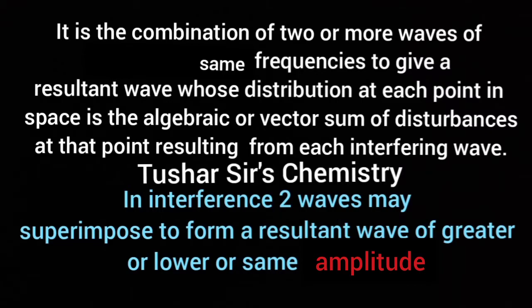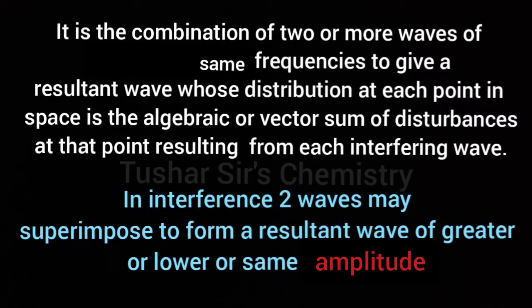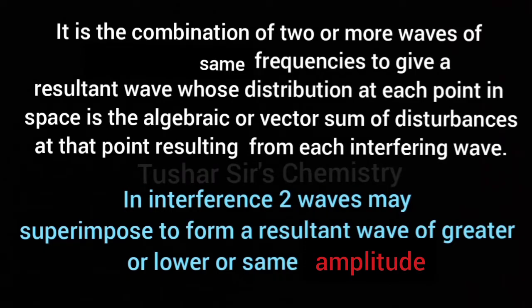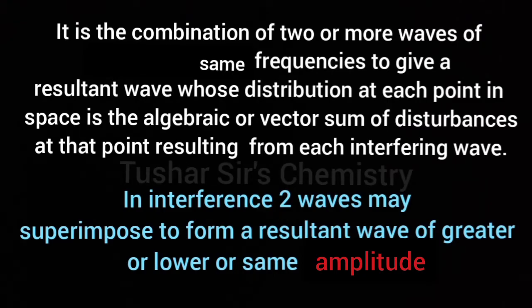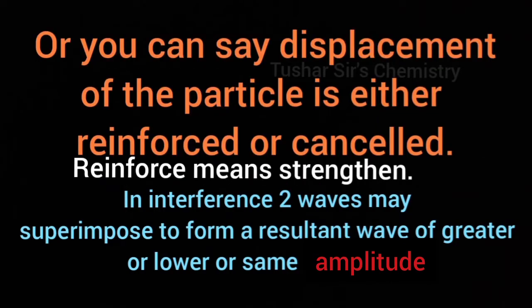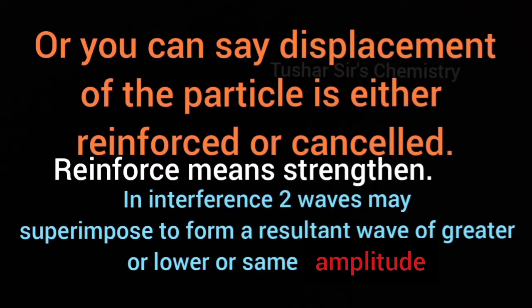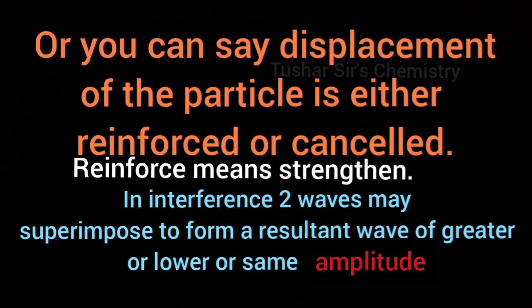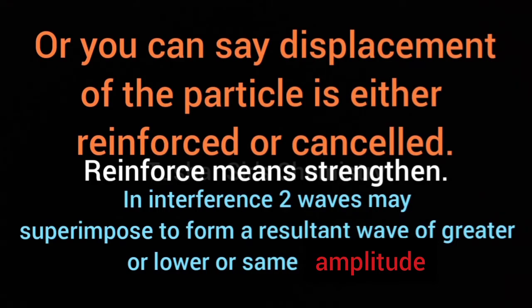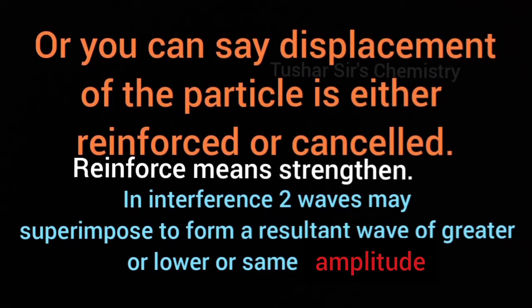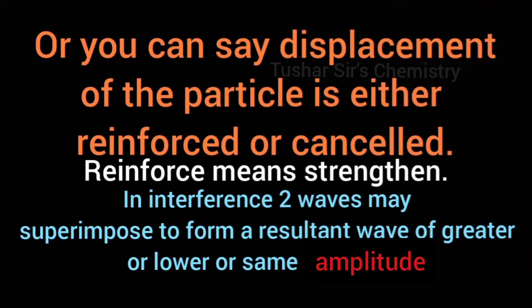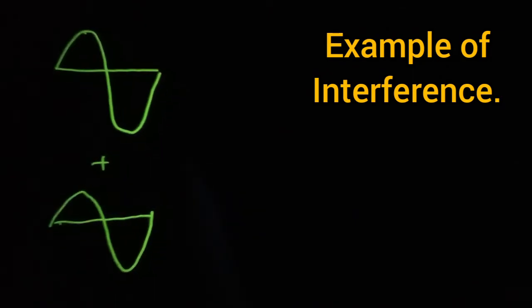It is the combination of two or more waves of same frequencies to give a resultant wave whose distribution at each point in space is the algebraic or vector sum of disturbances at that point resulting from each interfering wave. In interference, two waves may superimpose to form a resultant wave of greater or lower or same amplitude, or you can say displacement of the particle is either reinforced or cancelled. Reinforced means strengthen. Let us do few examples on interference.